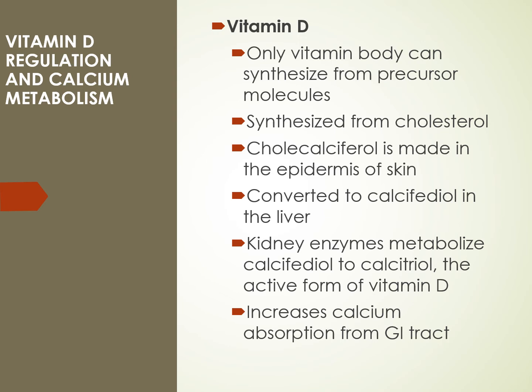So cholecalciferol is made in the skin in the setting of UV light, converted in the liver to calcifediol, and finally the kidneys convert calcifediol to calcitriol, which is the active form of vitamin D, which then increases calcium absorption from the gastrointestinal tract. That's the main function of active vitamin D.